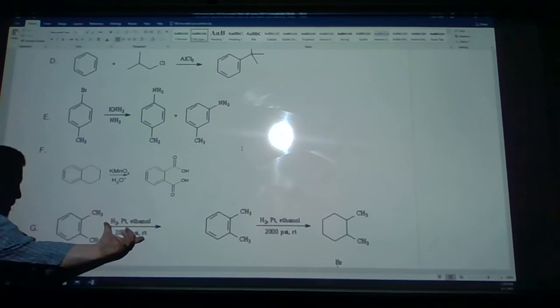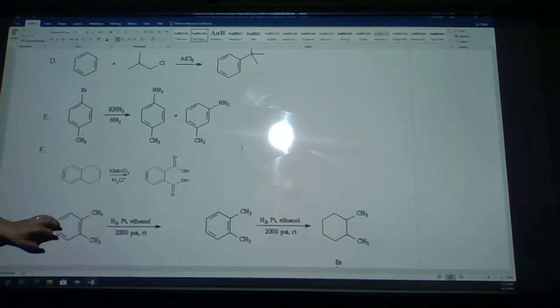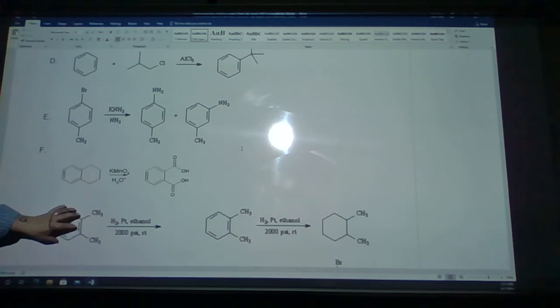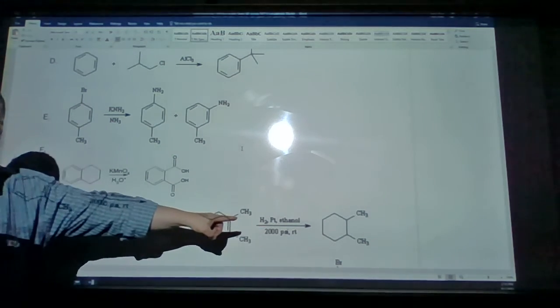G, H2, platinum. H2 and platinum says we're adding hydrogen to a double bond. This is done at 2,000 psi. Again, regular hydrogenation reactions are maybe done at 1.5, maybe 2 atmospheres. But since we're doing this at 2,000 psi, we're reducing all the double bonds of the aromatic ring. So we go from this dimethylbenzene down to the corresponding dimethylcyclohexane.